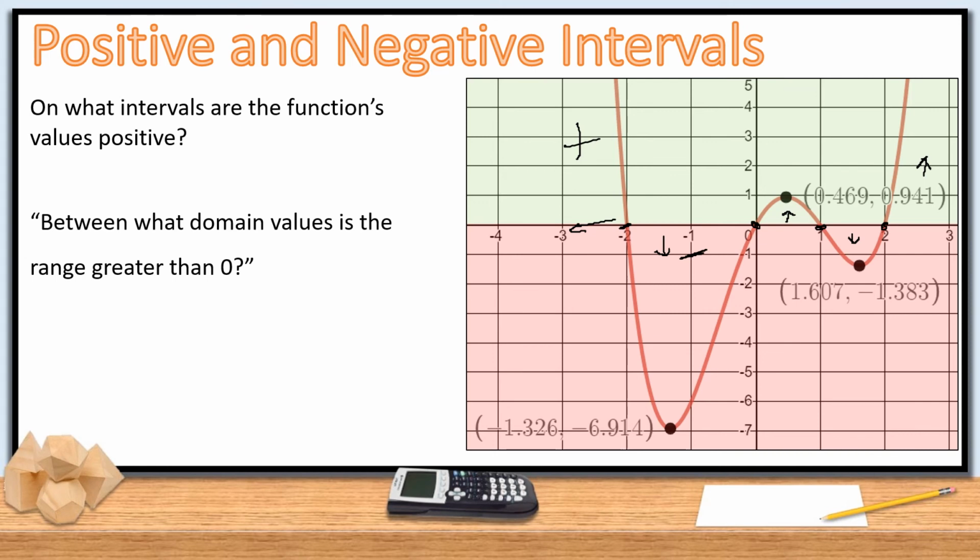So we would say anything from negative infinity to negative 2, both not included, that would be positive. Anything from negative 2 to 0 will be negative. 0 to 1, positive. 1 to 2, negative. And 2 to infinity. Ooh, that's a terrible infinity.